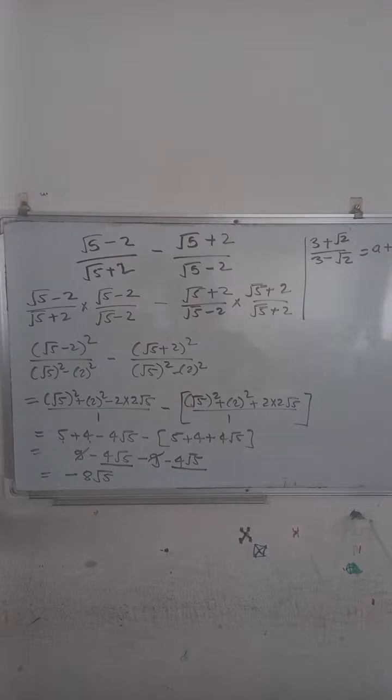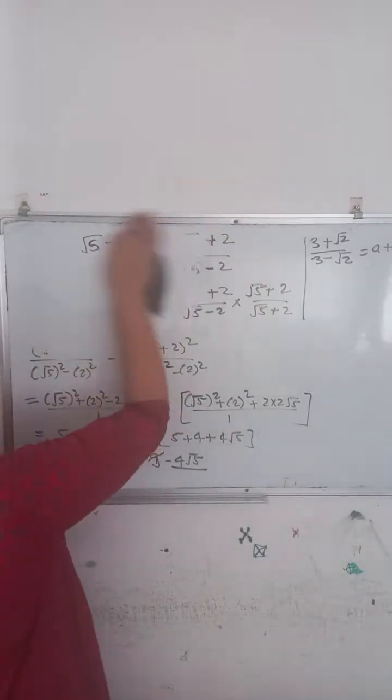Okay, finished, copied. Okay, so you did 3 plus root 2 and 3 minus root 2 is equal to a plus b root 2. Simplify is done. Everyone copied this portion now, so we can go for that.